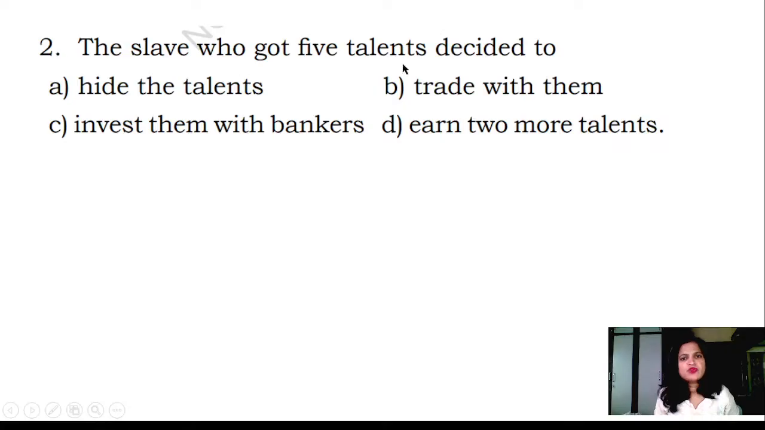Second one. The slave who got 5 talents decided to A. Hide talents. B. Trade with them. C. Invest them with the bankers. D. Earn 2 more talents. Answer: Trade with them.